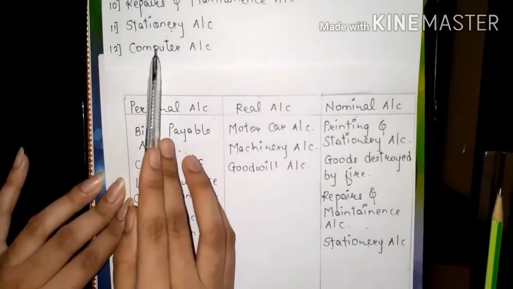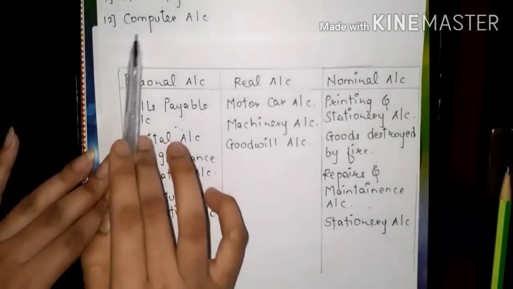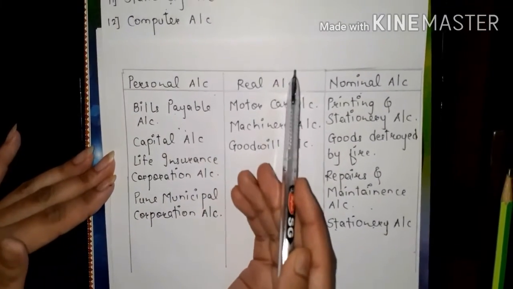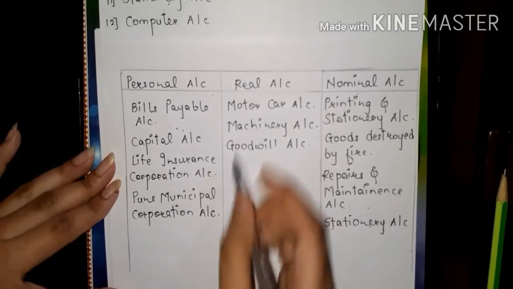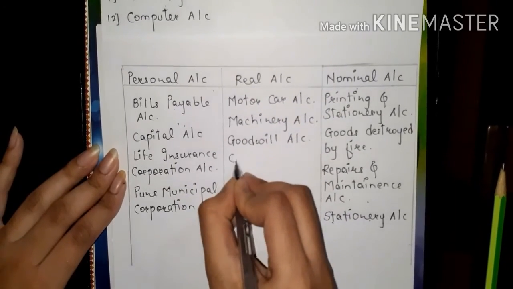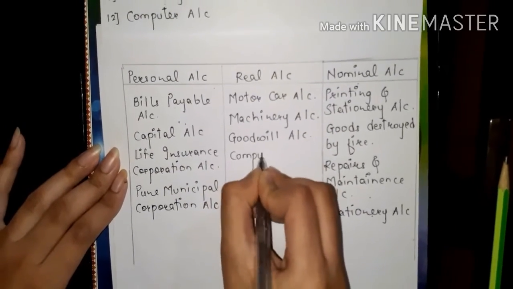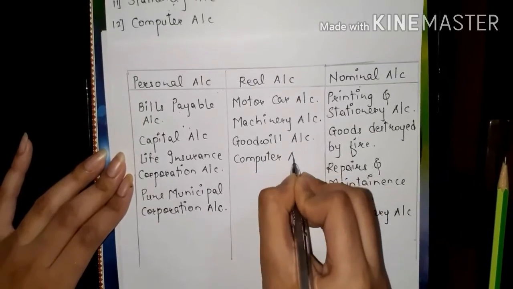Last example, computer account. Now computer is our asset, that is the asset of the business. So as I already told you, all the assets fall under real account. So computer account is our real account.